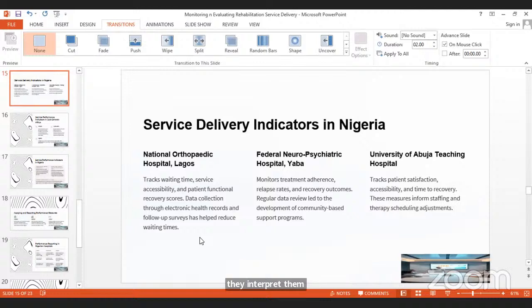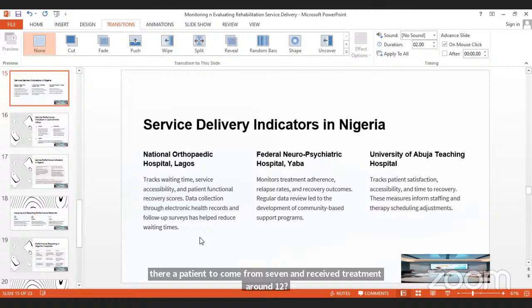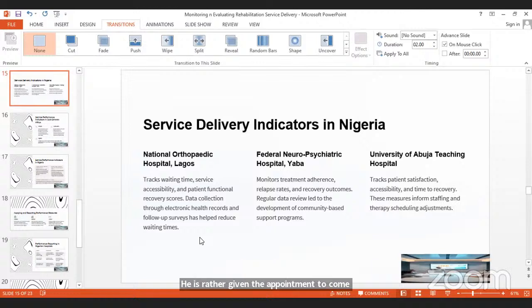Their interpretations of the findings were used to come up with an approach that helped in reducing the patient waiting time. Instead of a patient coming at 7 and receiving treatment around 12, he is given an appointment to come around 11:30, quarter to 12. By the time they come in and the records are sorted out in about 5 to 15 minutes, they can receive their treatment.